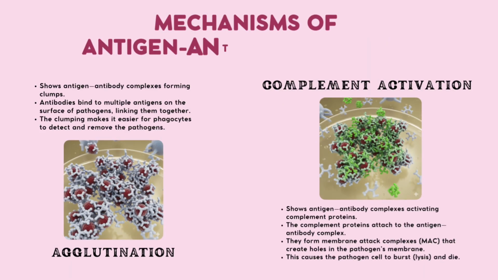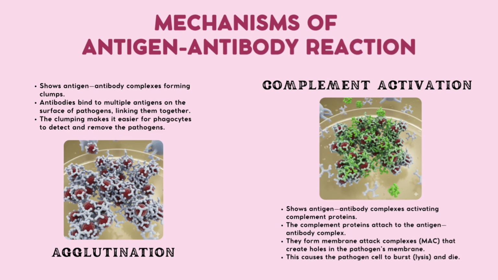Agglutination. Shows antigen-antibody complexes forming clumps. Antibodies bind to multiple antigens on the surface of pathogens, linking them together. The clumping makes it easier for phagocytes to detect and remove the pathogens.